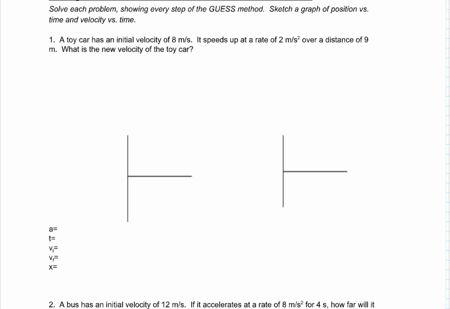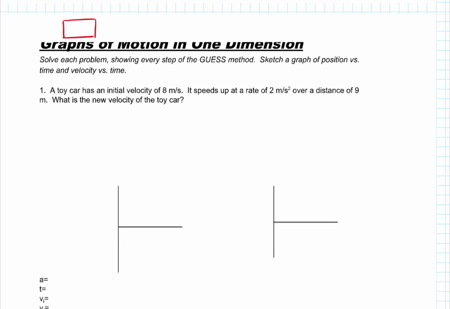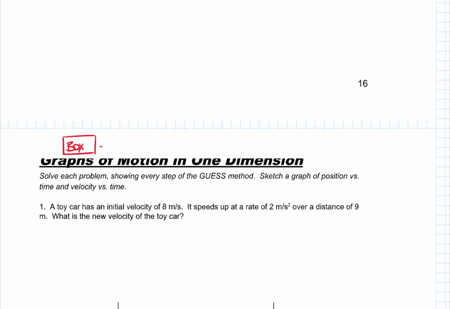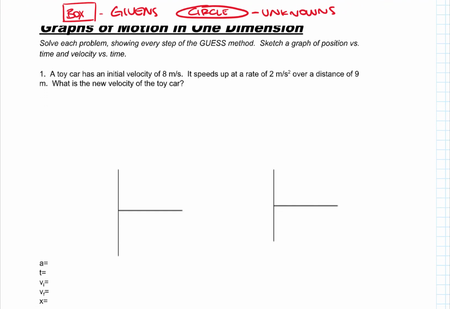So for the GUESS method, in addition to listing out our givens and our unknowns and picking an equation and solving, I want us, and I've said this a lot, to box our givens. Whoops, sorry about that. I want us to circle our unknowns, or the question in this case.